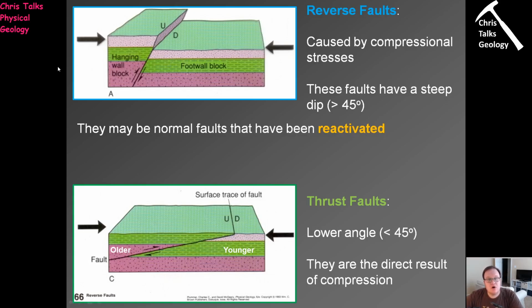So sometimes these reverse faults can actually be reactivated normal faults. Normal faults tend to have quite steep fault planes. The fault plane will normally form somewhere in the 60 to 80 degree range, so it will be quite steep.